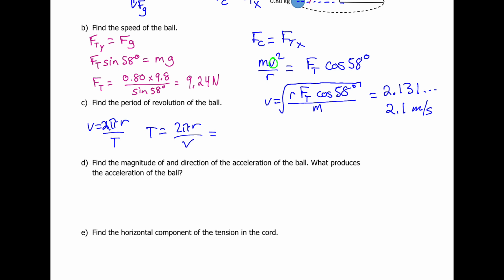I know 2. I know what pi is. I know the radius is 0.742. Now we get 2.131, all the numbers that we totally saved from the previous question and didn't just put 2.1 in it. I got 2.1877, a bunch of numbers, which does round to 2.2. I used all the numbers in the back there. So 2.2 seconds as my answer there.